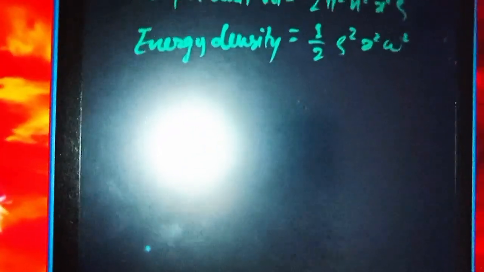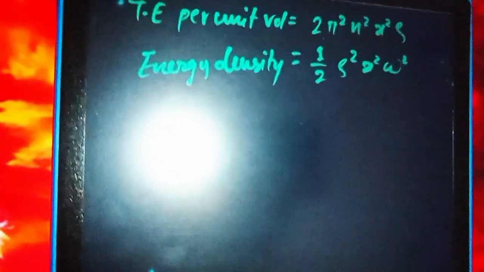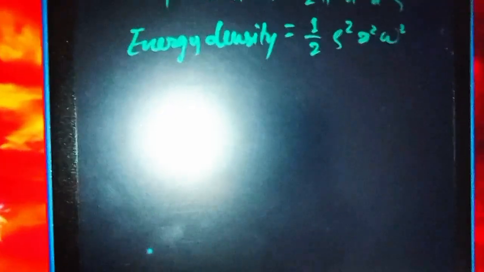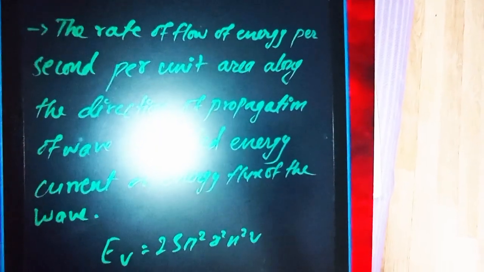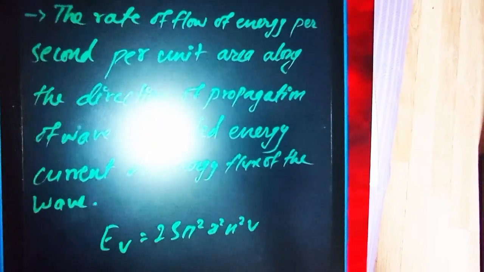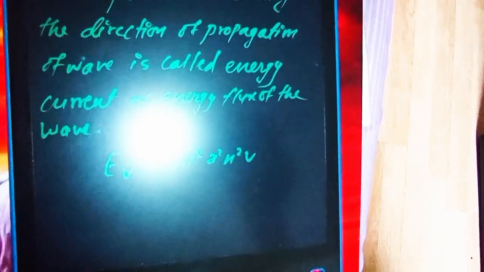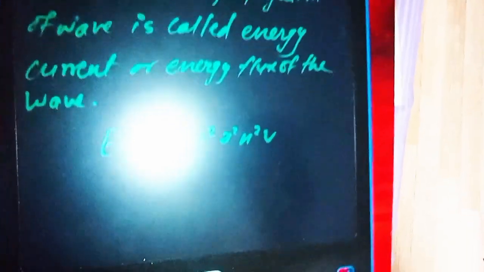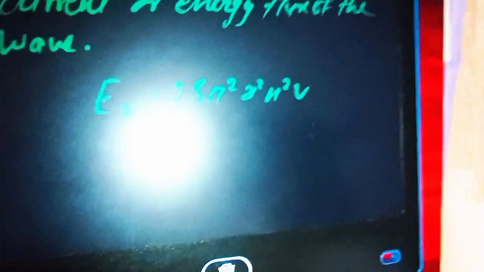Now there is a small topic called energy current. What is energy current? The rate of flow of energy per second per unit area along the direction of propagation of the wave is called energy current or energy flux of the wave. This will be equal to E times v, which is 2 rho pi square a square n square v, where we just multiply with v, the velocity.